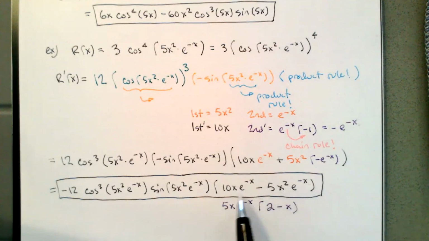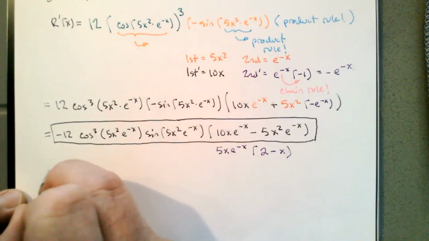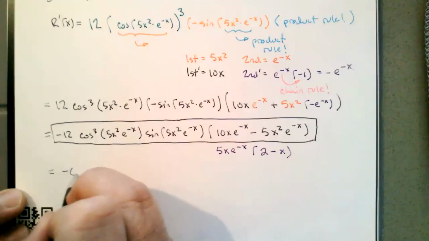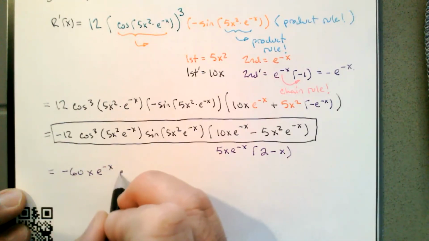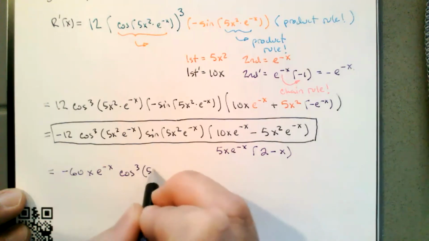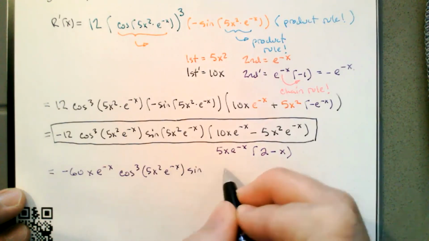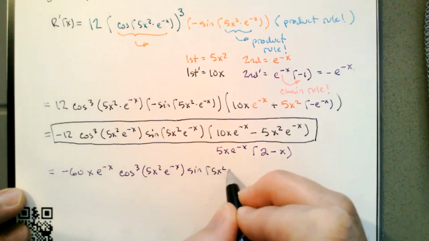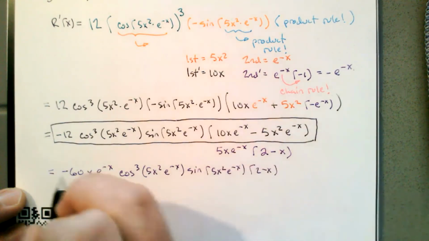Now I'm just taking these two factors and factoring out the 5, an x, and an e to the minus x. Now I have this factor of 5x e to the minus x. I can write that in front. And maybe the factored form should look like negative 60 x e to the negative x times the cosine cubed of 5x squared e to the negative x times the sine of 5x squared e to the negative x times this factor 2 minus x.